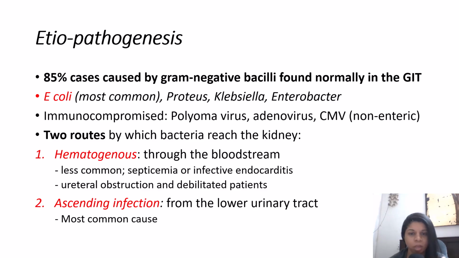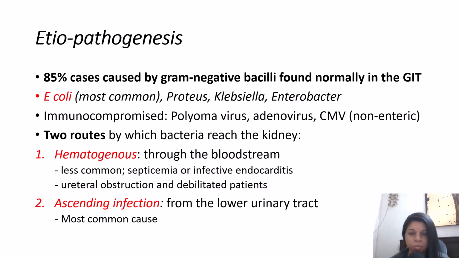And then when it is filtered, that bacteria can affect the kidney also. Okay, so that is how the hematogenous route comes, and that is mainly seen in immunocompromised, debilitated patients, and especially if septicemia is there, that can also be a complication. And then ureteral obstruction is also there. Suppose the urine is not flushing out, then the bacteria will proliferate more in the kidney. Okay, that is the hematogenous route.